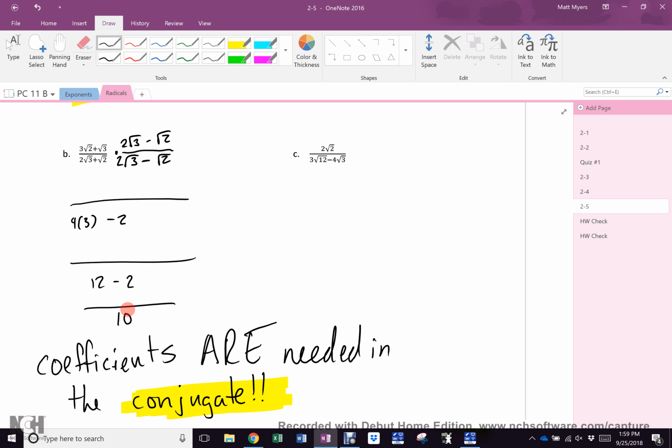Now, I would not do this way. I am following the denominator all the way down for you. Now what would I do? What would we do next? The numerator. It's just FOIL.